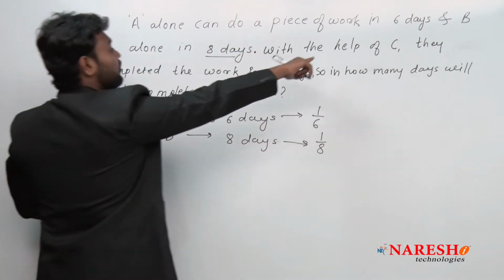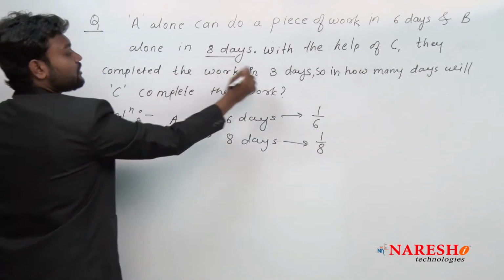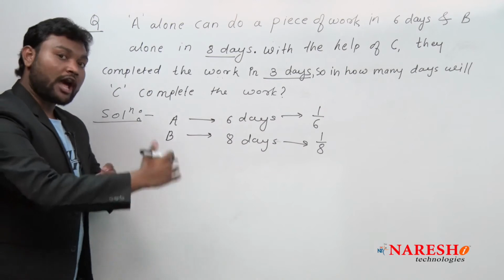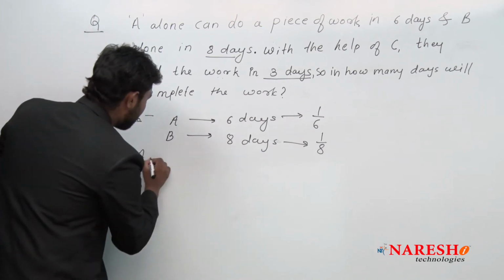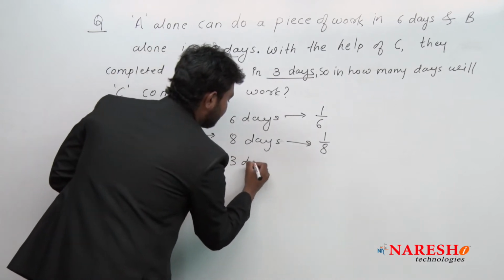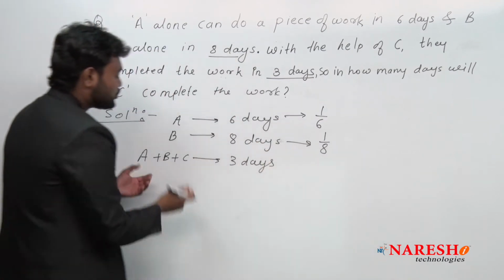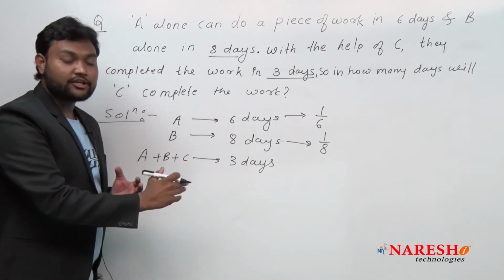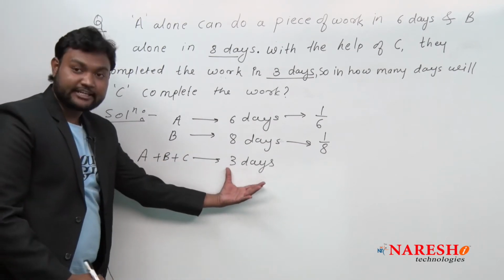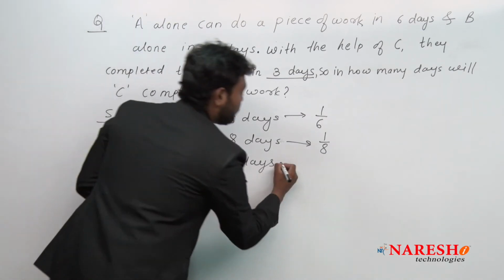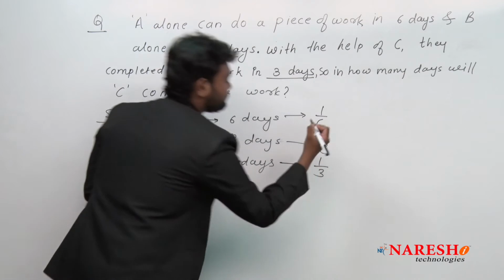Now, with the help of C, they completed the piece of work in 3 days. That means on that day, they are all working together, A plus B plus C, and they finish the piece of work in 3 days. So their one day work, working together, would be 1 by 3.